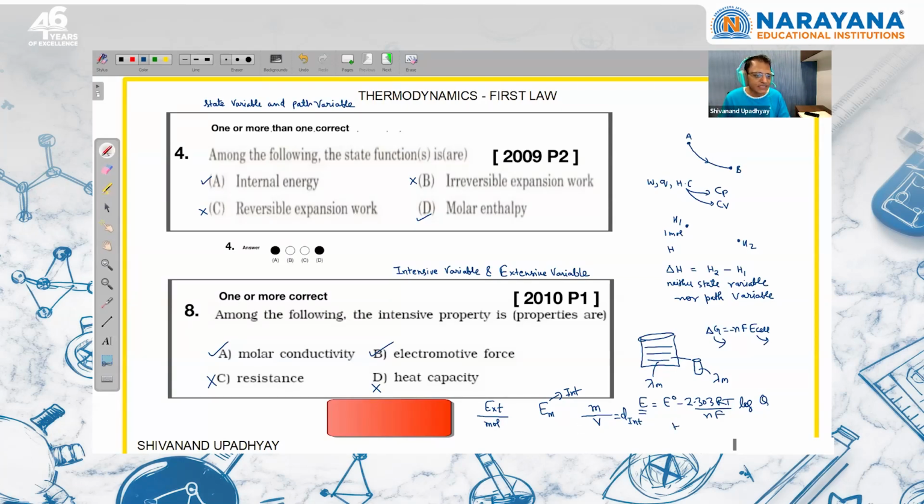Or heat capacity is an extensive variable. If I divide by the total mass of the system, this becomes an intensive variable because it becomes specific heat capacity, which is an intensive variable, right? So if we divide the extensive variable by total moles or total volume or total mass of the system, the extensive variable will become an intensive variable, right? So these are very simple questions, but you should be very careful about them.